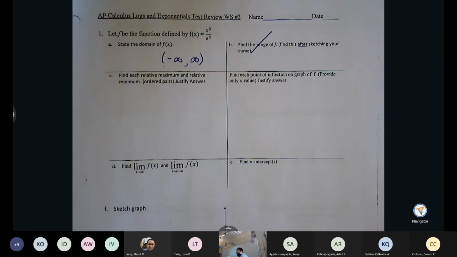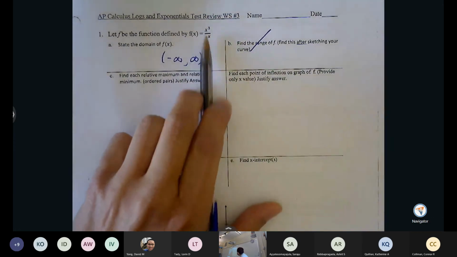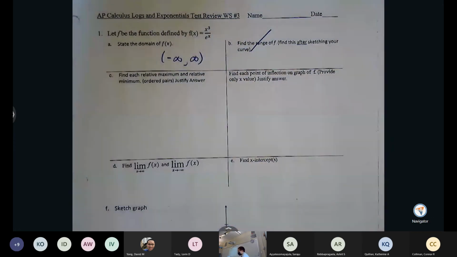And now part C, we're going to find relative max, relative min using first derivative test. So we need to find the derivative. To find the derivative, what do we have to involve here? Quotient rule. Okay, so try that. Go through quotient rule, and we'll compare our answers.